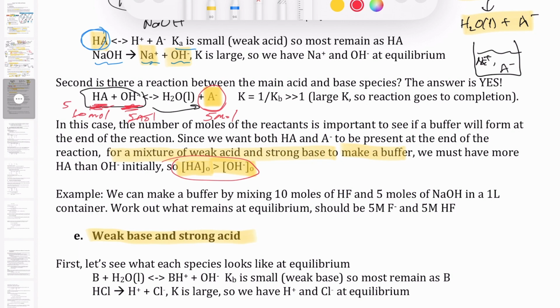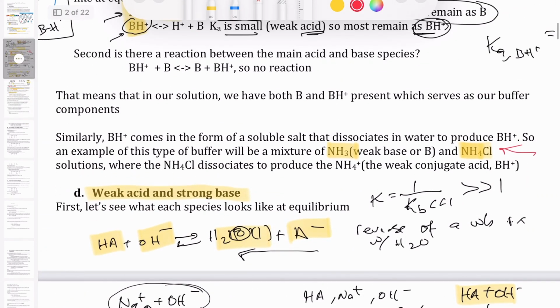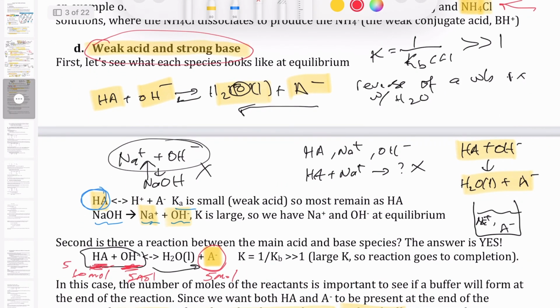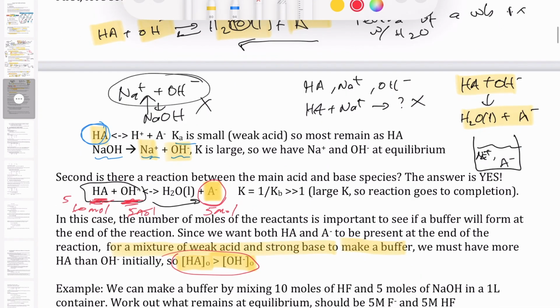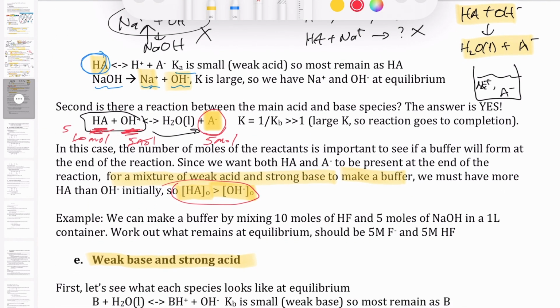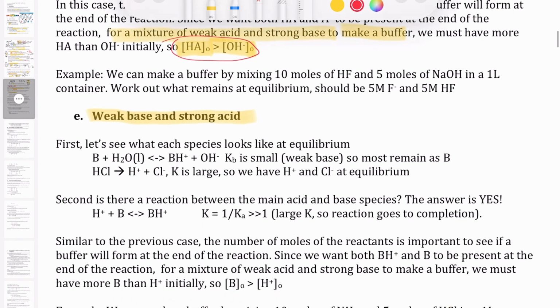present at the end. So again, when you're mixing a weak acid and strong base, you may make a buffer or you may not. It depends on how much weak acid and how much strong base you start with. So you need to do a little calculation. You can't just say that I'm going to get a buffer or I'm not going to get a buffer.